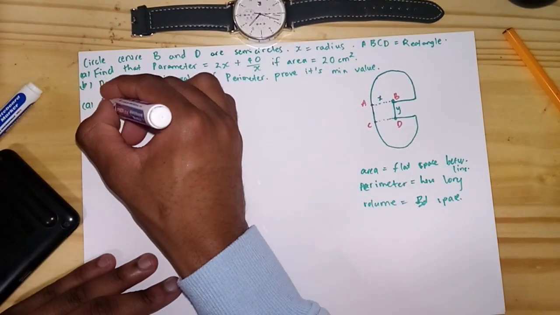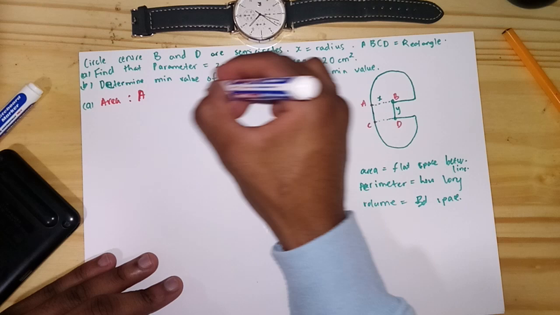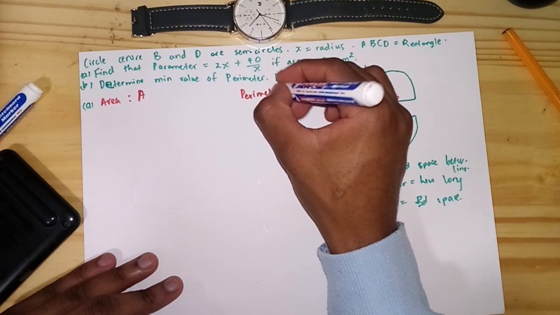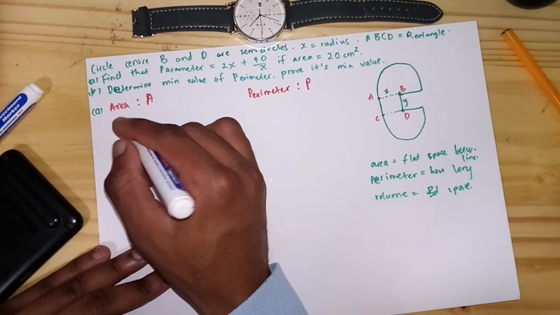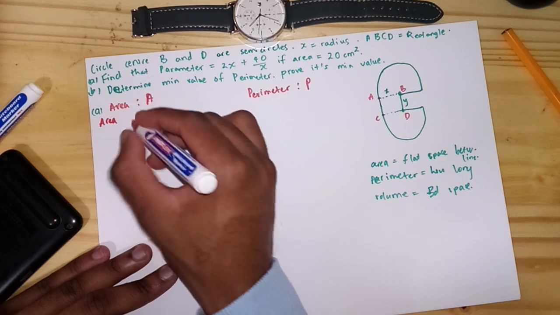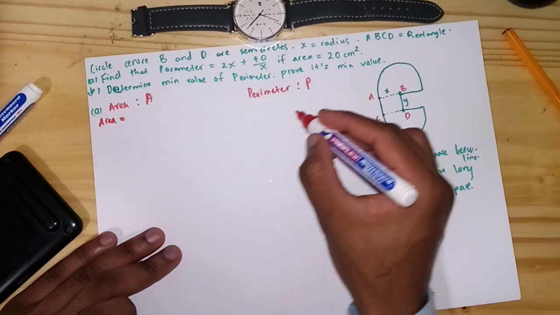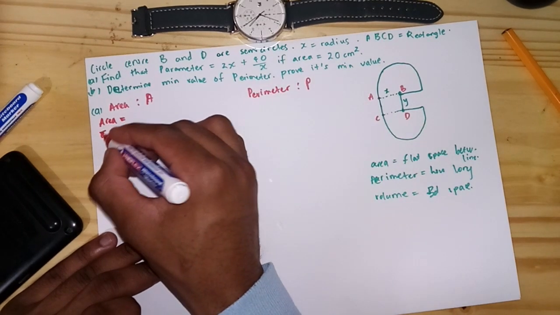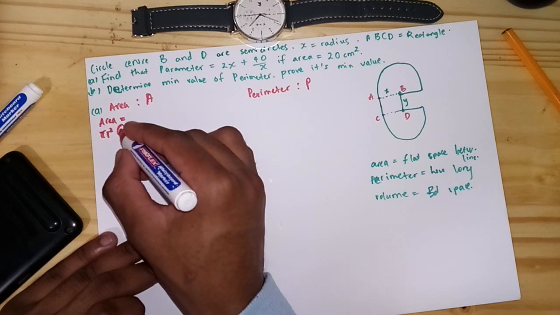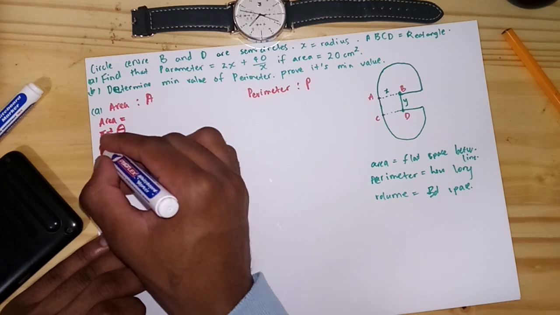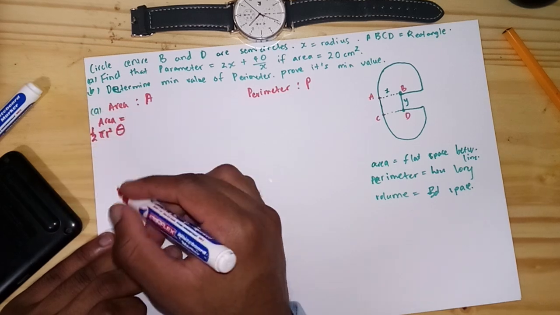Let's say for area, we're using A, and for perimeter, we're denoting it as P. Okay, so to find the area: the area of an entire circle is what? Let me write it over here. It's pi r squared, right? That's the area of an entire circle. So if the area of an entire circle is pi r squared, if you cut this by half, that means the area of your semicircle has to be half of that original area.